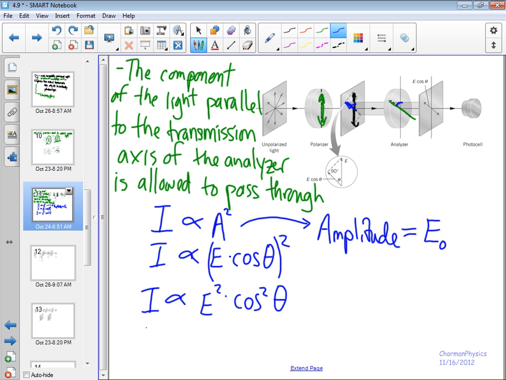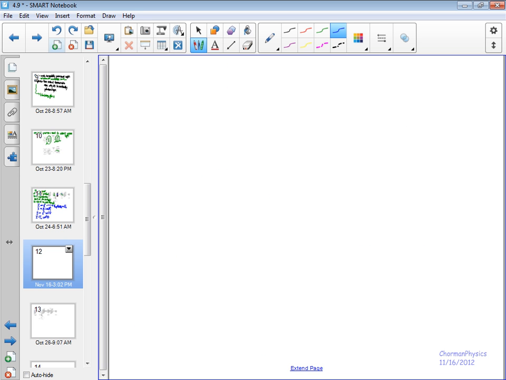Since what we originally said was this, and the amplitude is what we're going to be thinking of as the amplitude of the electric field, what we end up with is the intensity equal to the original intensity times cosine squared theta. Sorry about that first formula. Again, I'm very tired here.